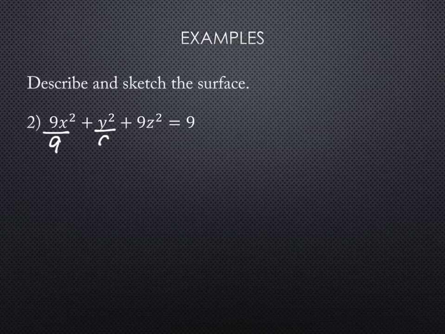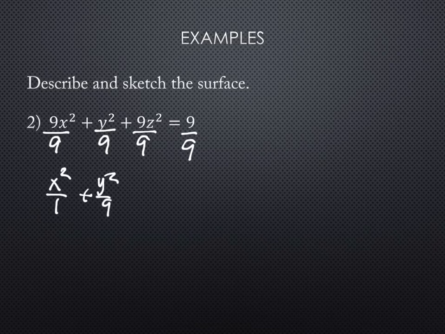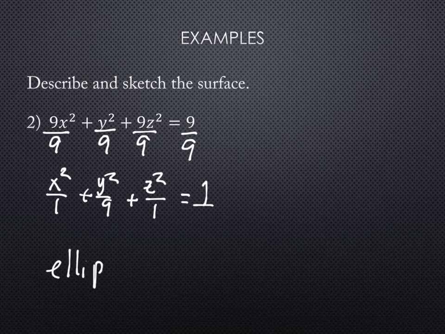So if I divide each of the pieces by 9, we end up getting x squared over, say, 1, right? I have y squared over 9, and I have z squared over 1, and this is equal to 1. So this is the standard form that we would want to put this in. And you would change it to standard form. That's something we're going to do. Jubal's exactly right. This is an ellipsoid.